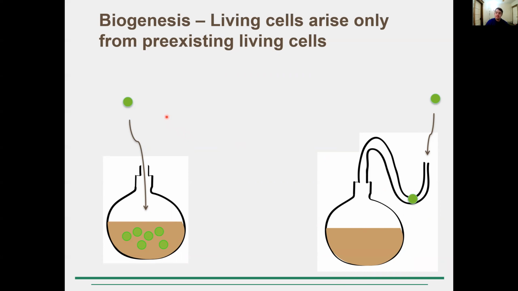So if spontaneous generation had been a real phenomenon, he argued that the broth in both of the flasks would have been cloudy and would have been contaminated because the microbe would have then just spontaneously generated in there. But the curved neck flask never became infected, indicating that germs could only come from other germs.